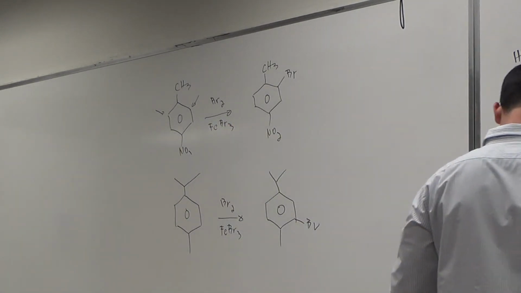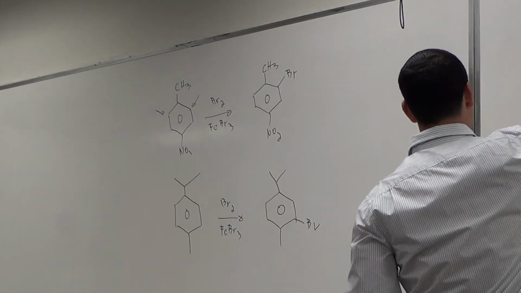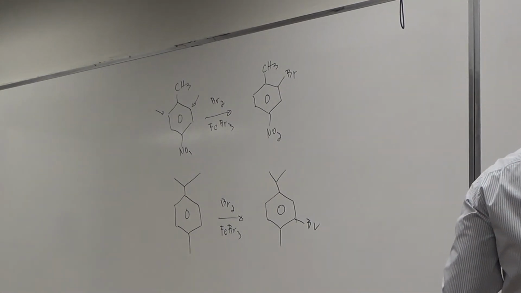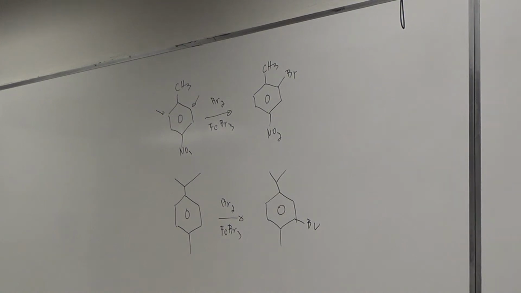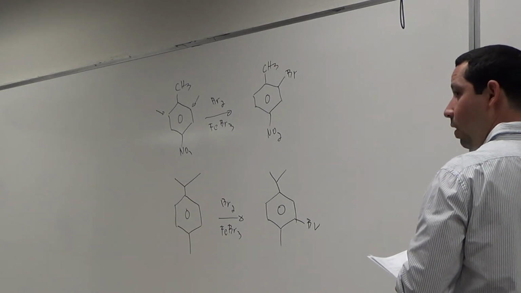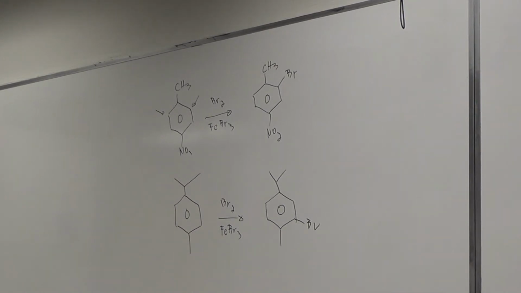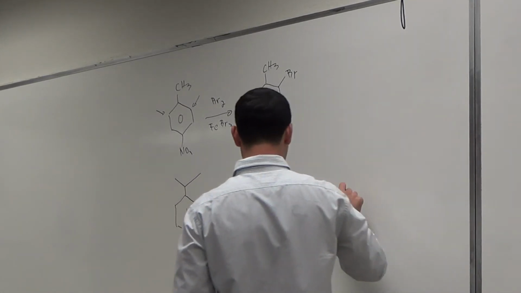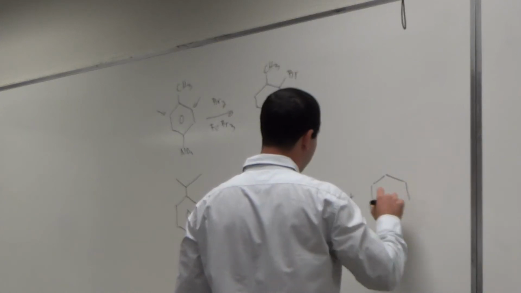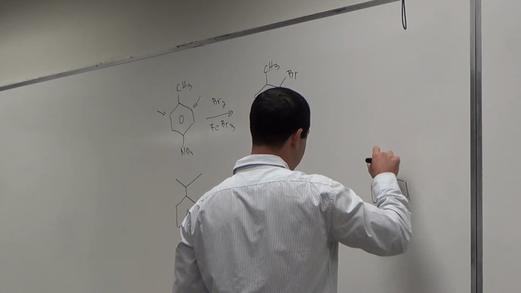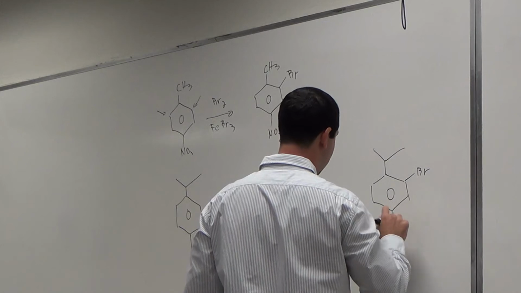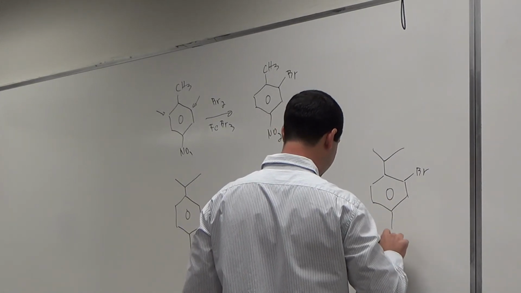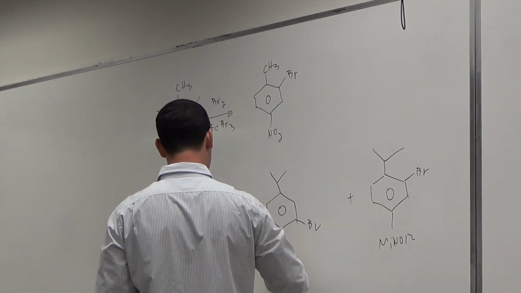The bottom one is the meta position. The bottom one is meta to the one on the top, but it is ortho to the one on the bottom. The one on the bottom is smaller. Do you get another product for that, or is that it? On the bottom, yeah, you could get a minor. This is minor, this is major.